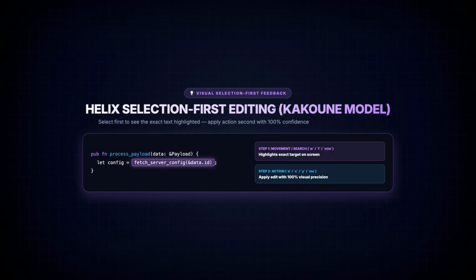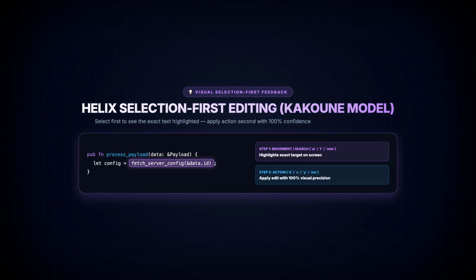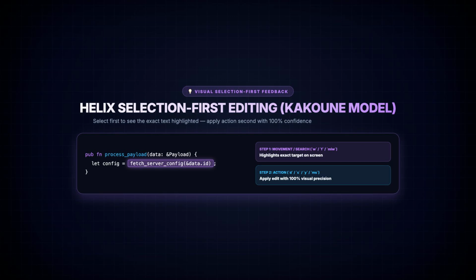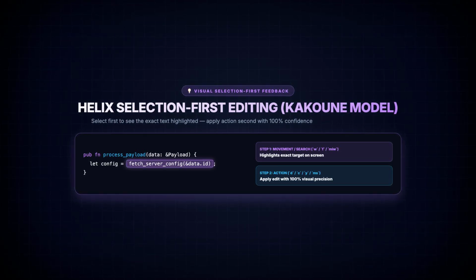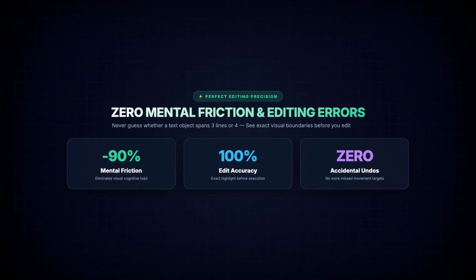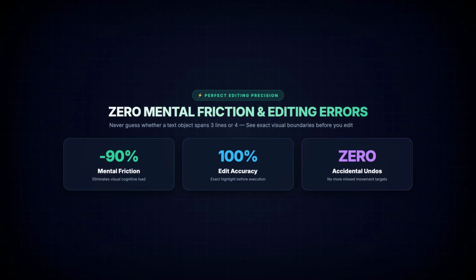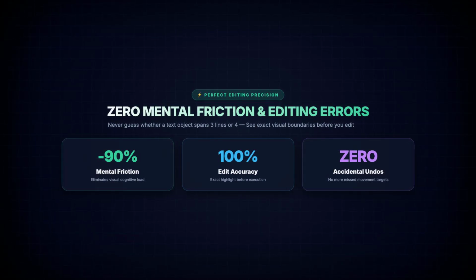Helix flips this concept entirely by adopting a selection-first editing model, heavily inspired by Kakoune. In Helix, every action operates on a visible selection. You specify the movement or search criteria first, which highlights the exact region of code you are targeting on your screen. Once you see precisely what text is highlighted, you apply the action, such as delete, change, yank, or wrap. This selection-first feedback loop dramatically reduces mental friction and editing errors. You never have to guess whether a text object command will span 3 lines or 4. You see the exact highlight before you touch the code.